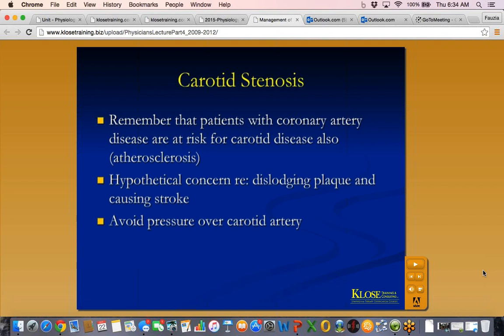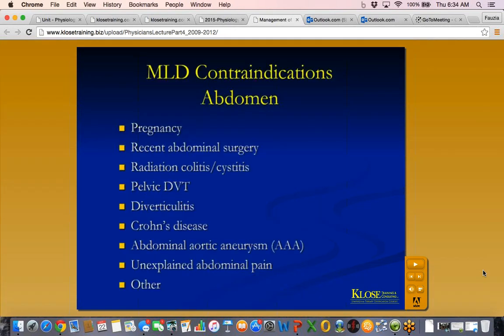Carotid stenosis, again: if a patient has coronary artery disease, they're at risk for carotid disease or plaque in their arteries. The concern would be that you might dislodge the plaque and cause a stroke. So basically, we're going to avoid pressure over the carotid artery with these patients.